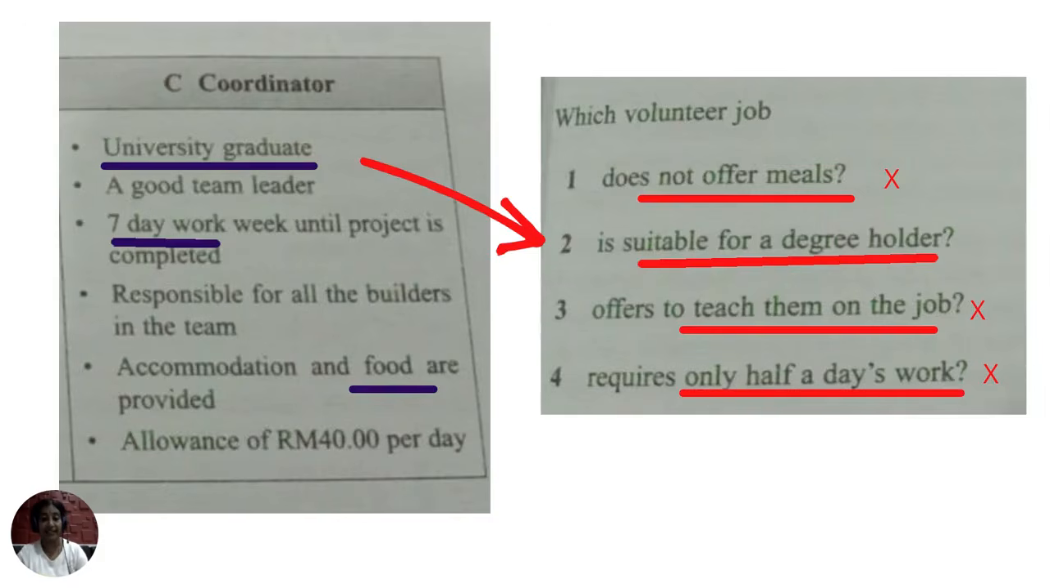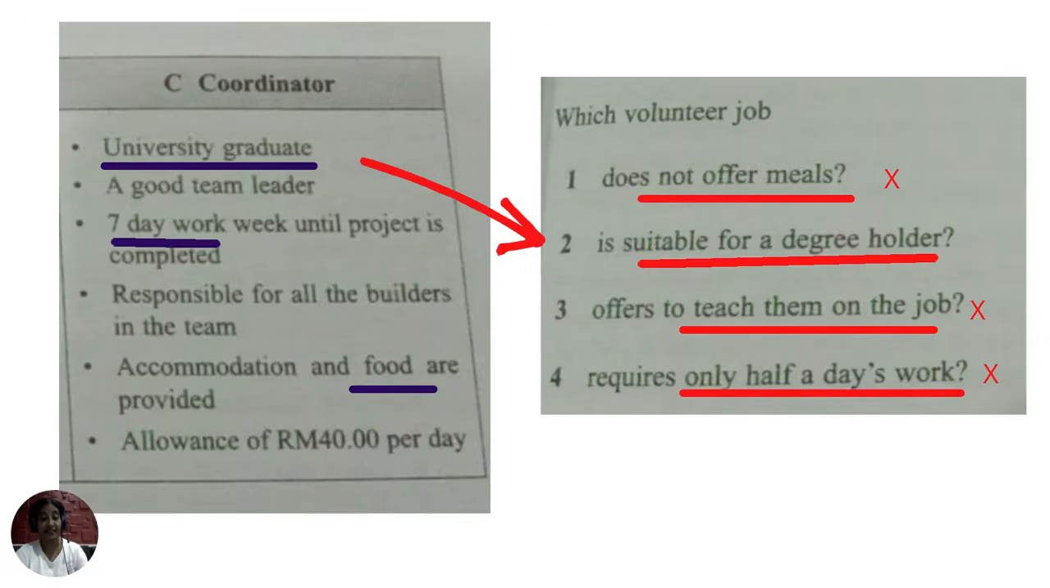The third tag, C, the keywords are university graduate, 7-day work, accommodation and food provided. So does not offer meals, automatically it is wrong. It does not match. Why? Because food is provided. Is suitable for degree holder? Yes, it is suitable because university graduate has been given and it's been underlined. Offers to teach them on the job. No training is actually provided, so it is wrong. Requires only half a day's work. No, because it requires 7-day work week.